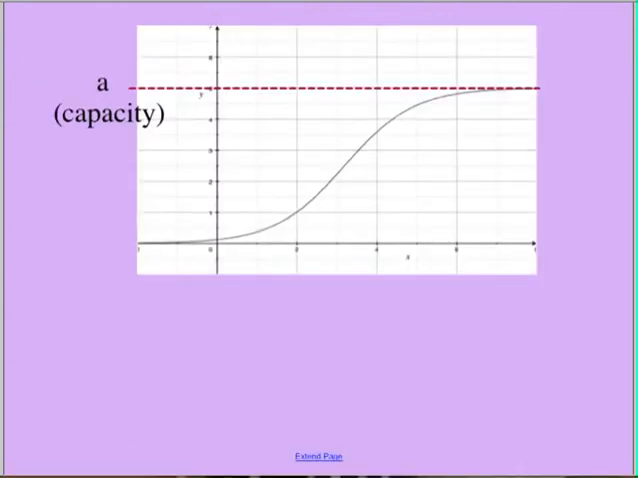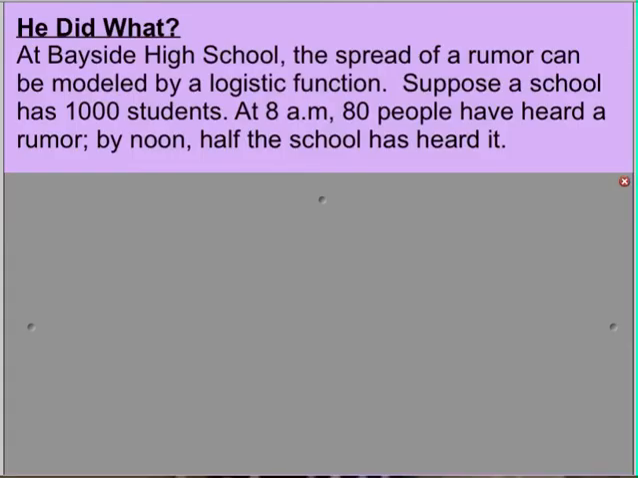So the example of the graph that I have is, it kind of looks like exponential at the beginning, and then it slowly fades off and it reaches this horizontal asymptote, and that's what our A value is. That's the max capacity. So the example I have is an example of a spreading of a rumor at a high school. It says at Bayside High School, the spread of a rumor can be modeled by a logistic function. Suppose a school has 1,000 students.